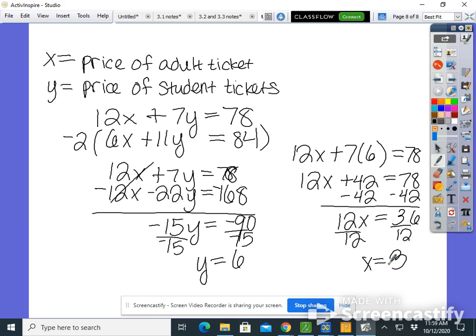Well, look at that. The adults don't have to pay as much as the kids do. Let's say X equals 3.